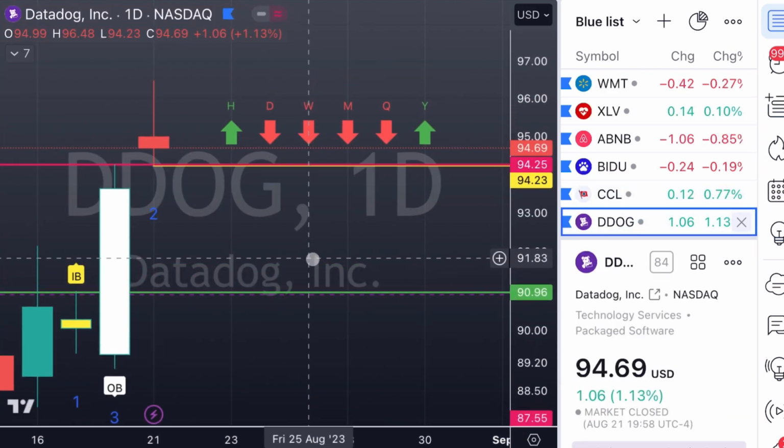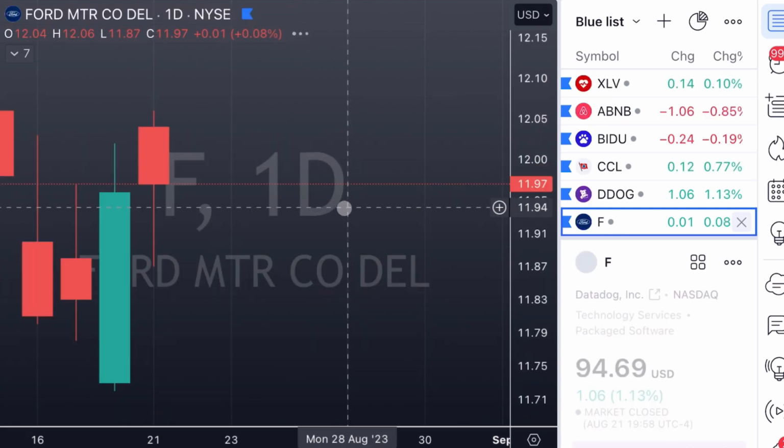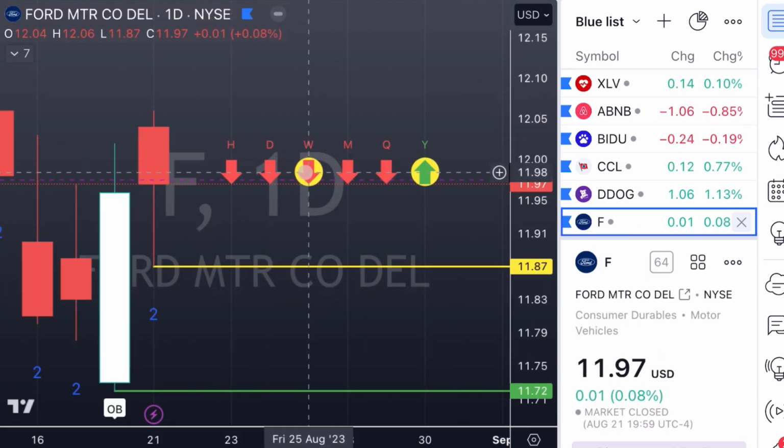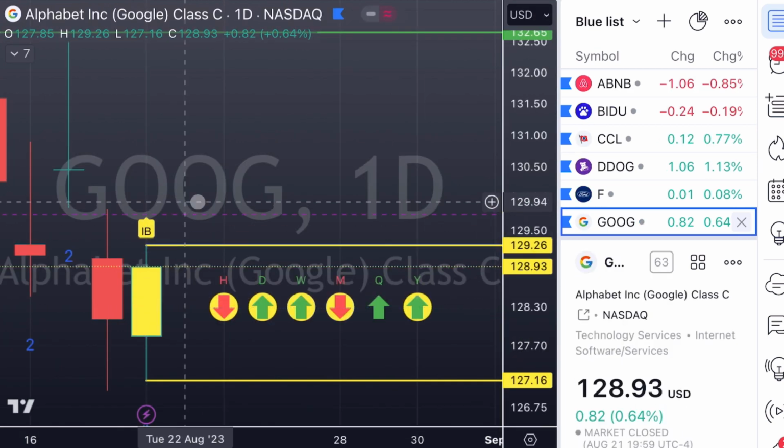Datadog, 2 up red. Here's that shooter candle we talked about. We can look for puts there at 94.23. Ford Motor Company, 2 up red. Time frame in our favor. Puts at 11.87 with the trigger point.